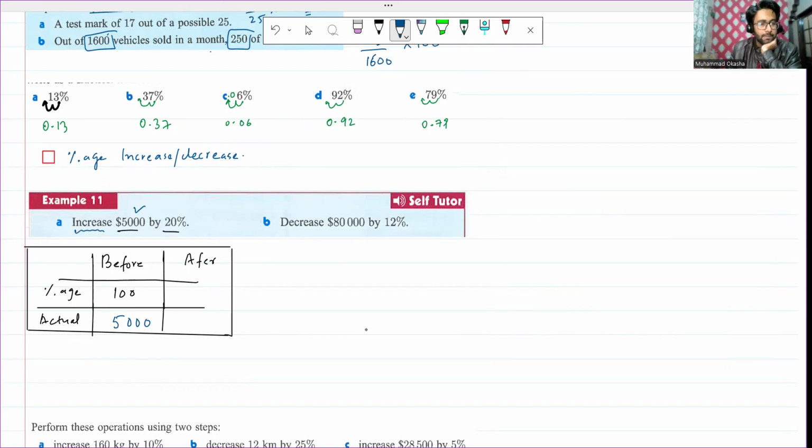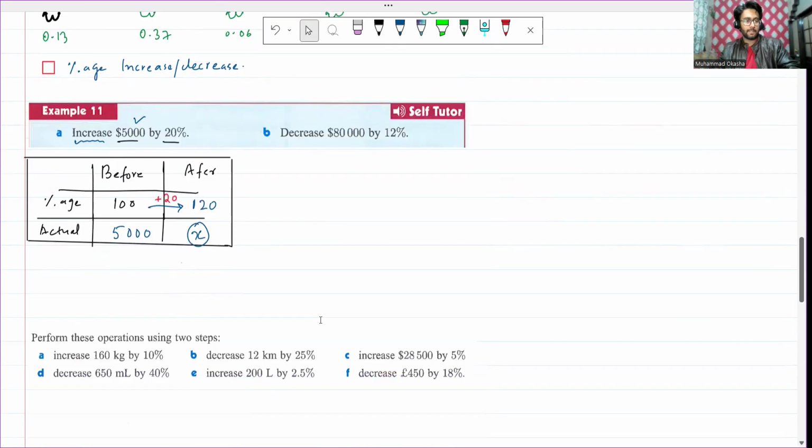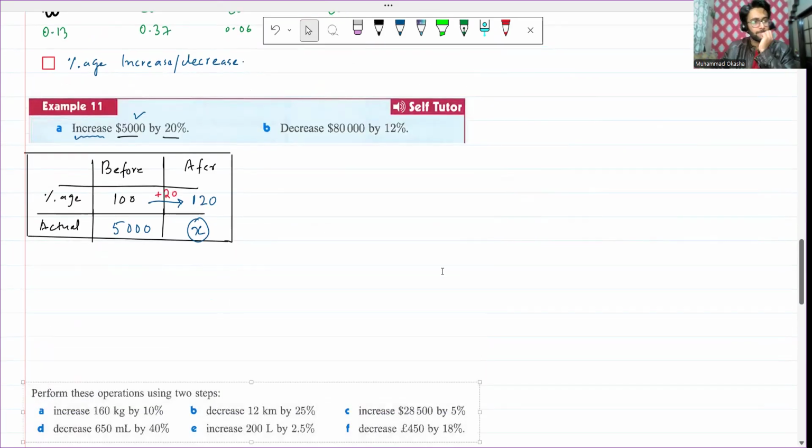I'm increasing. So if I'm increasing, the percentage will be plus 20, right? So if you do a plus 20 on 100, you're going to get 120. How's that going to look like in terms of money? I do not know. I'll call it X, because this X is something we need to find out. Once you're done placing all the values, very carefully cross multiply.